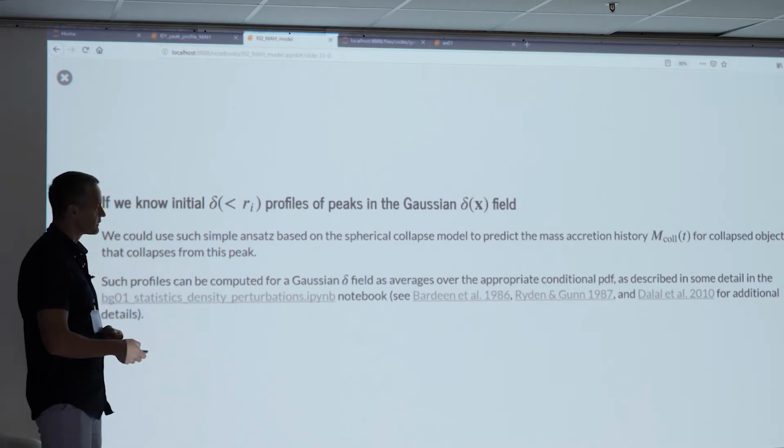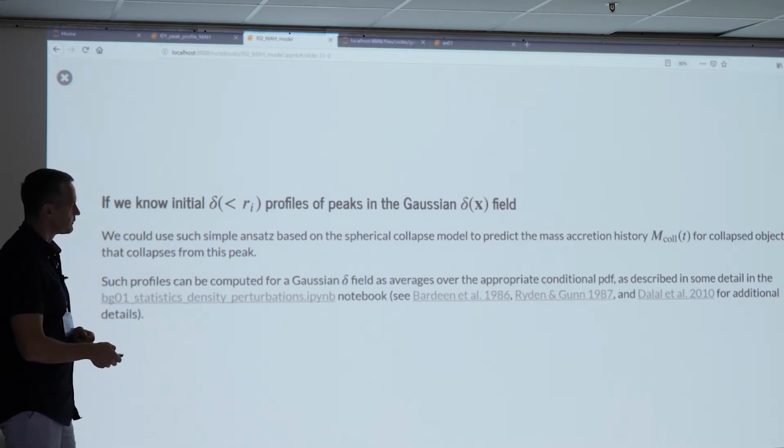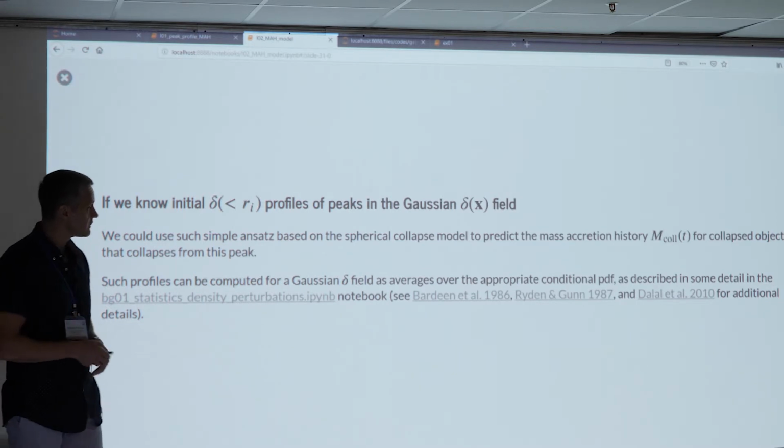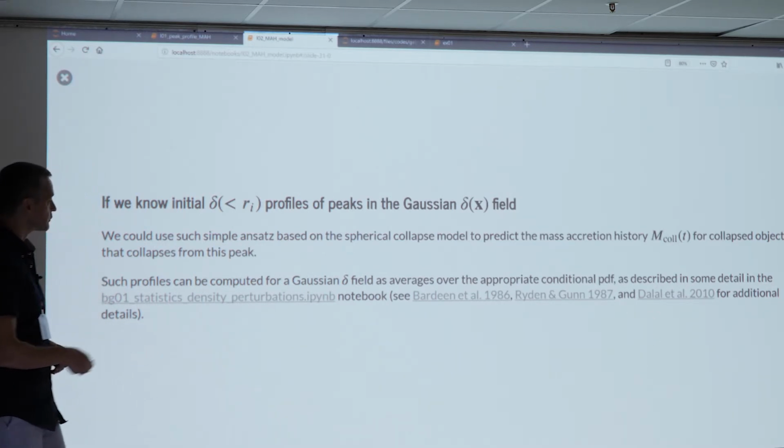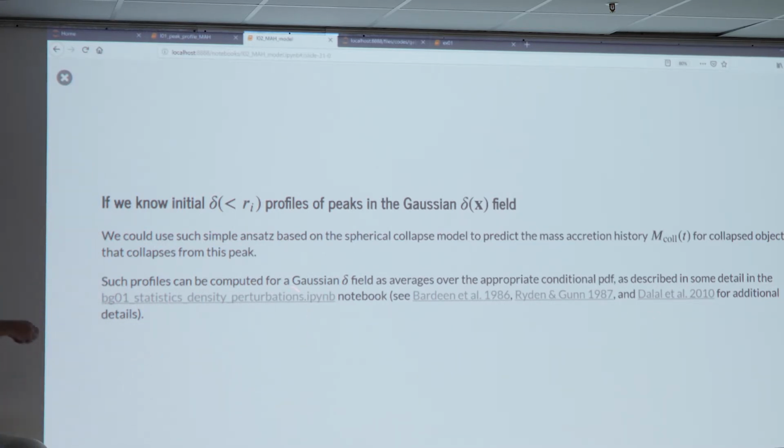Actually, many papers dealt with this, but here are a couple of representative ones, Ryden and Gunn '87, and then a very recent one, Dalal et al. 2010. And you can find a condensed exposition of the results for how you go from a Gaussian field to computing a typical profile around the peak in one of the background notebooks.